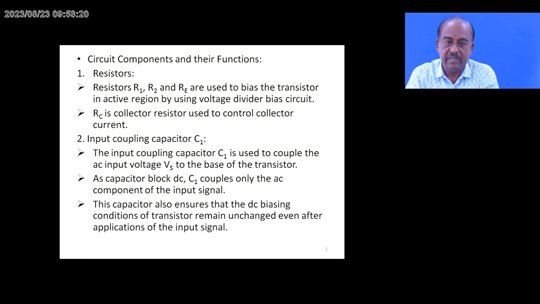The circuit components present, as I have already given, are R1, R2 and RE as resistances. RL is present as a load resistance. In addition to that, C1, then another one is C2, then one more is CE. These are the three different types of capacitors present in this circuit.